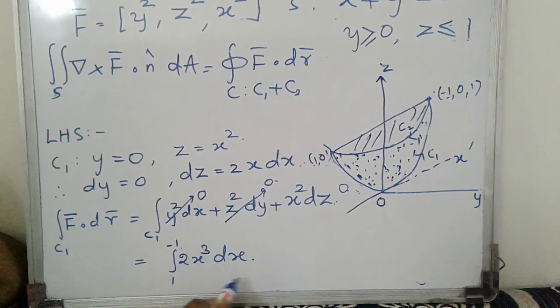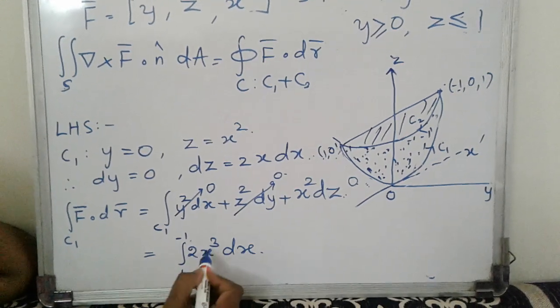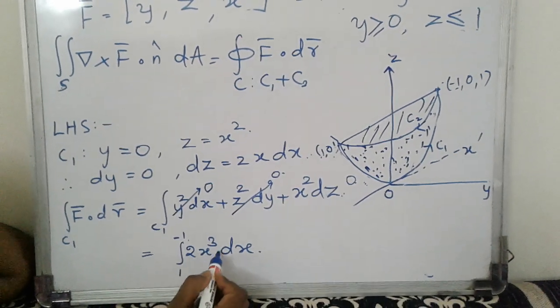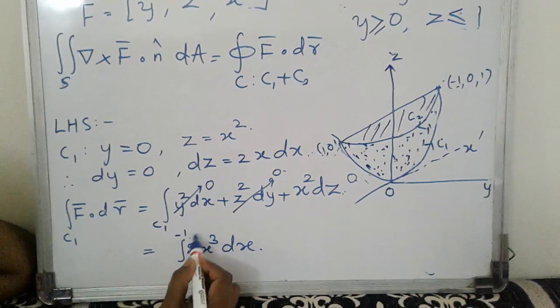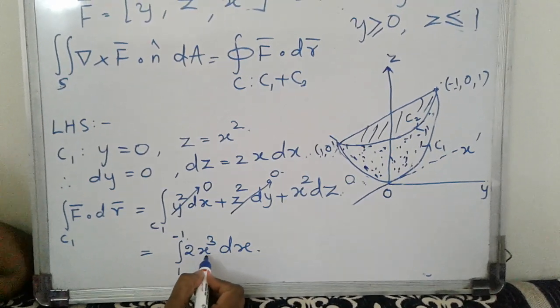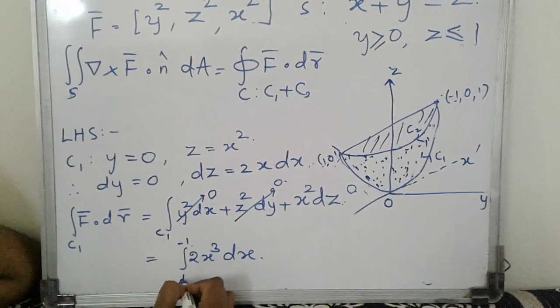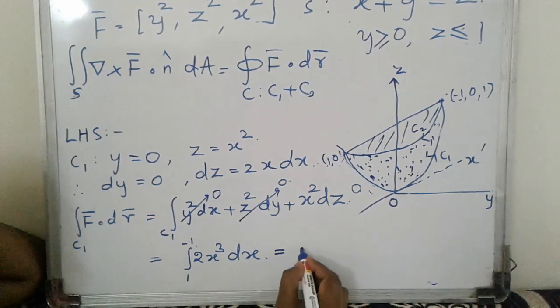Now in order to evaluate this function, since the limits are running from 1 to minus 1, we need to check whether this is an odd function or an even function. It's an odd function. We observe that f of minus x is equal to minus f of x, and therefore this is an odd function over this domain, and therefore the value comes out to be 0.